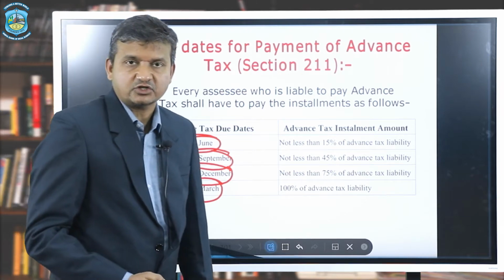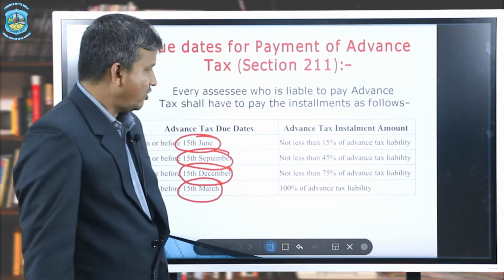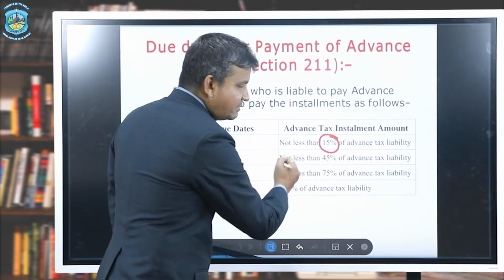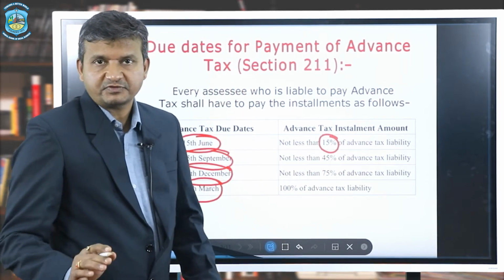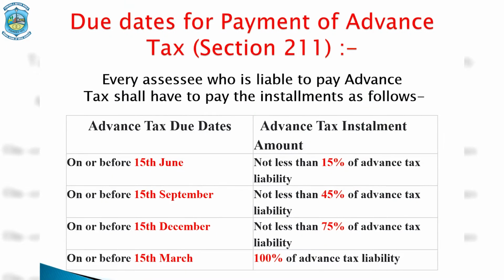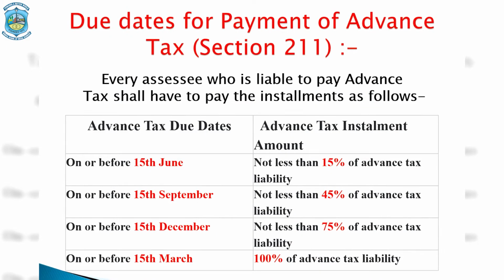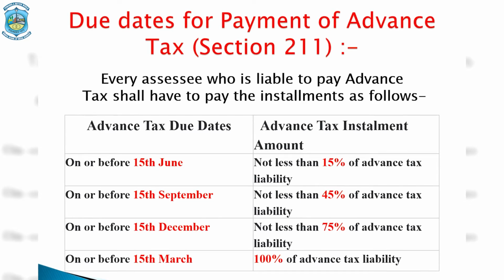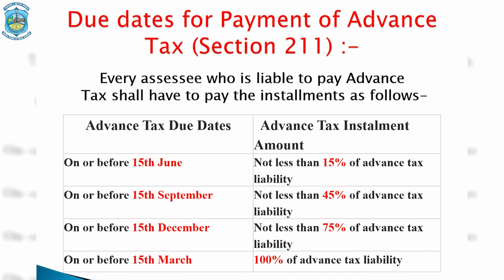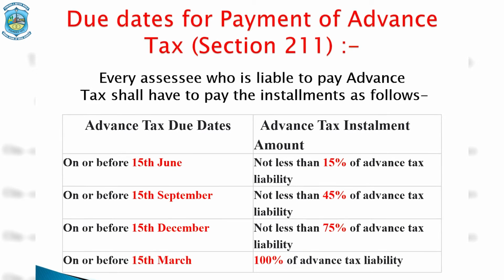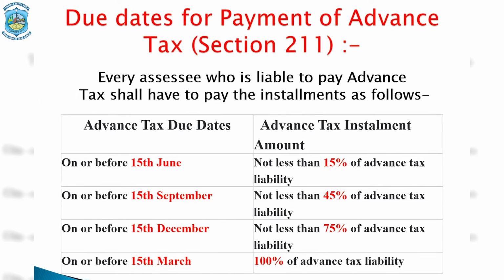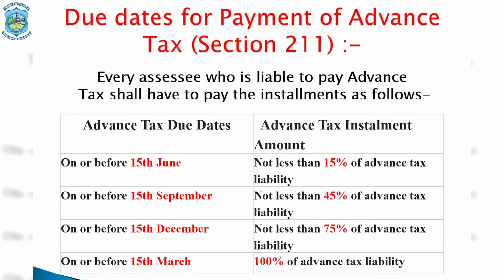Now, what is the percentage of installment we need to deposit? On or before 15th of June, it should be 15% of the advance tax liability. On or before 15th of September, it has to be 45% of the advance tax liability. On or before 15th of December, it should be 75% of the advance tax liability. And on or before 15th of March of the next year, it should be 100% of the tax liability. So these are the installment dates as well as the installment percentages.